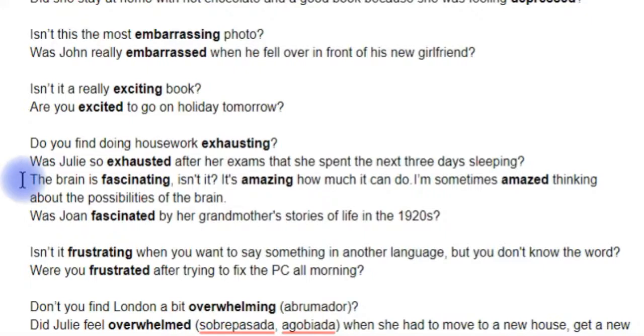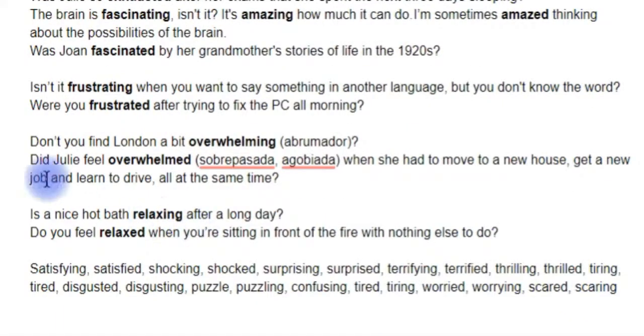The brain is fascinating, isn't it? It's amazing how much it can do. I'm sometimes amazed thinking about the possibilities of the brain. Was Joan fascinated by her grandmother's stories of life in the 1920s? Isn't it frustrating when you want to say something in another language, but you don't know the word? Were you frustrated after trying to fix the PC all morning?